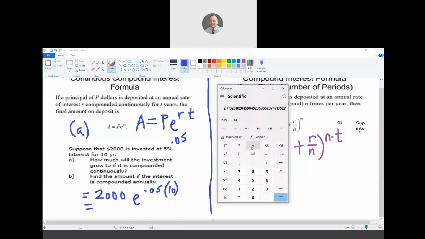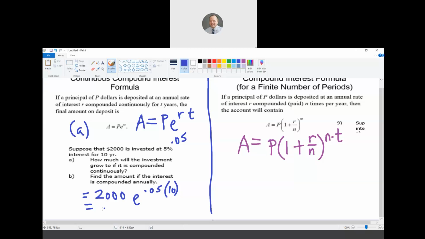Let's see. You may have to hit your e button first, and then your exponent key, and then do 0.05 times 10 if you have a scientific calculator. All right, and then we'll multiply this amount by 2,000. So rounded to the nearest cent, this will be $3,297.44.